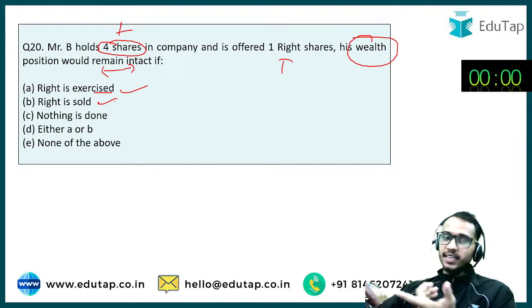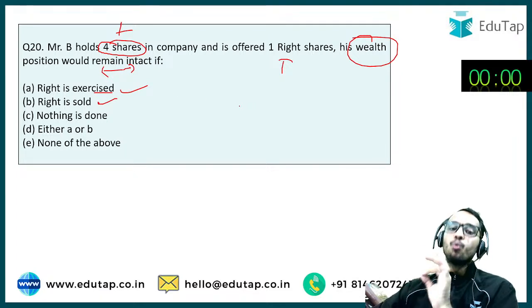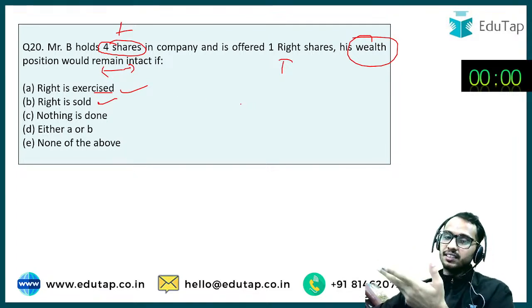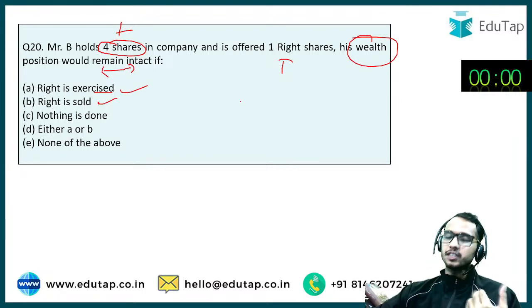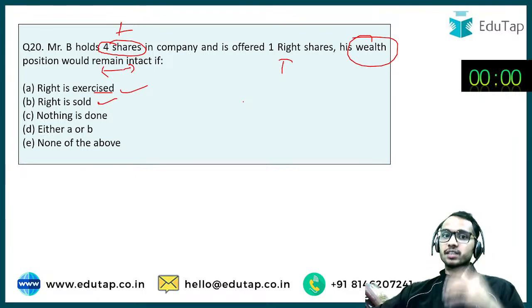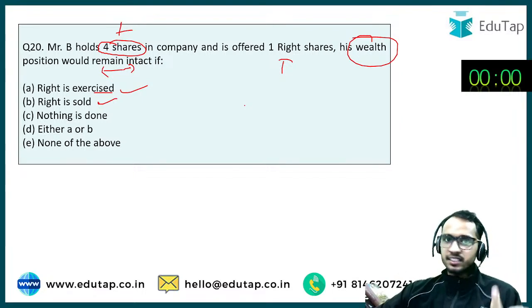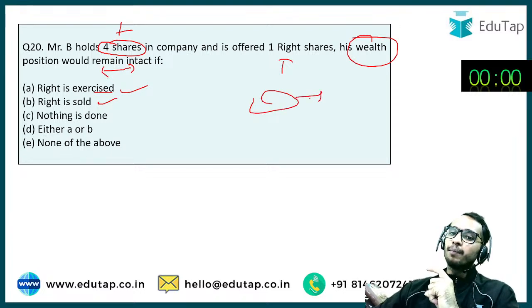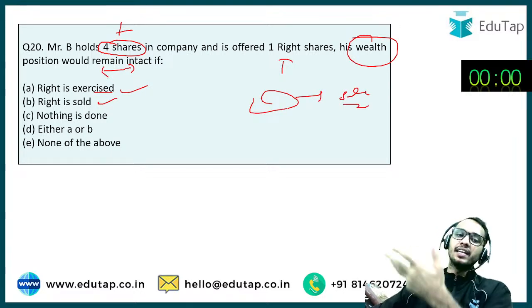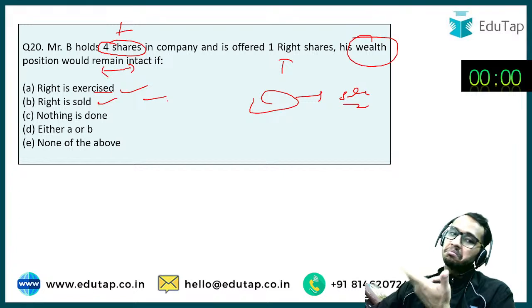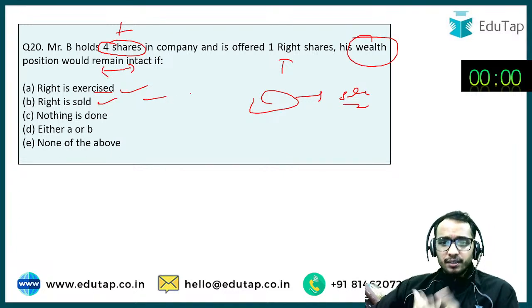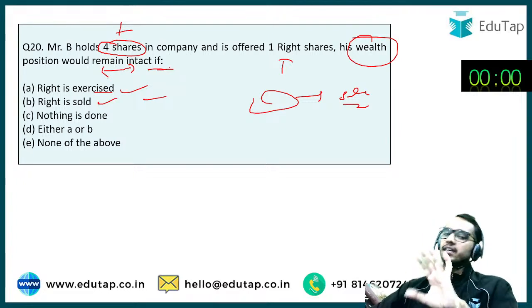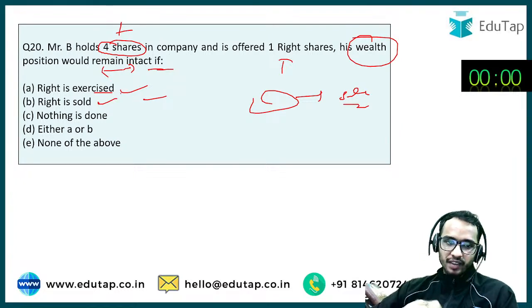When the right is sold, yes, too. When they are selling their right, they will have some loss on the existing shares because the market price of the existing shares will go down after the right shares. That's what basic mathematics says, theoretically. But they will compensate that loss by selling their right to someone else. So if they are selling it, they will have no loss. So the question is asking would remain intact if. So we have 2 correct options.